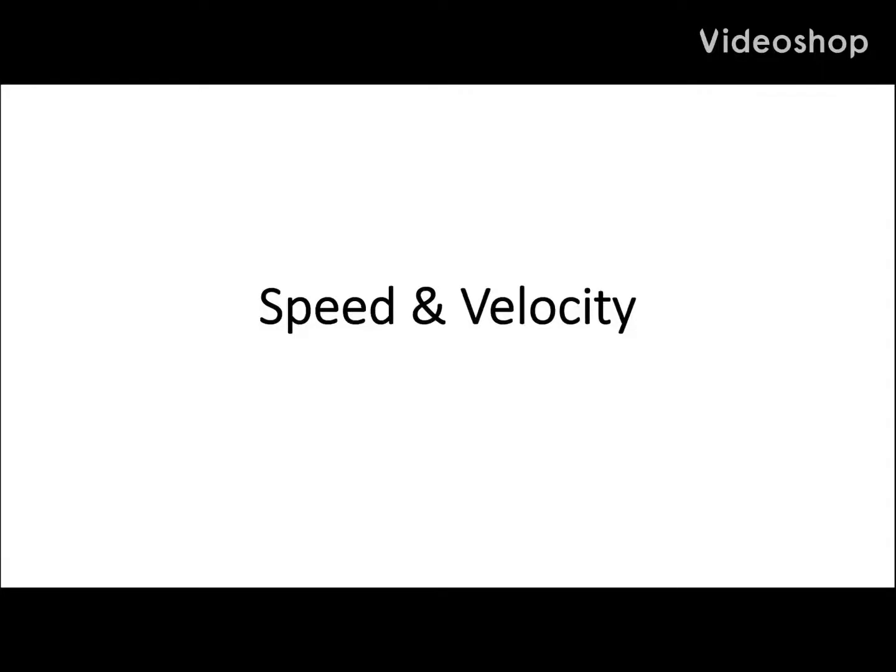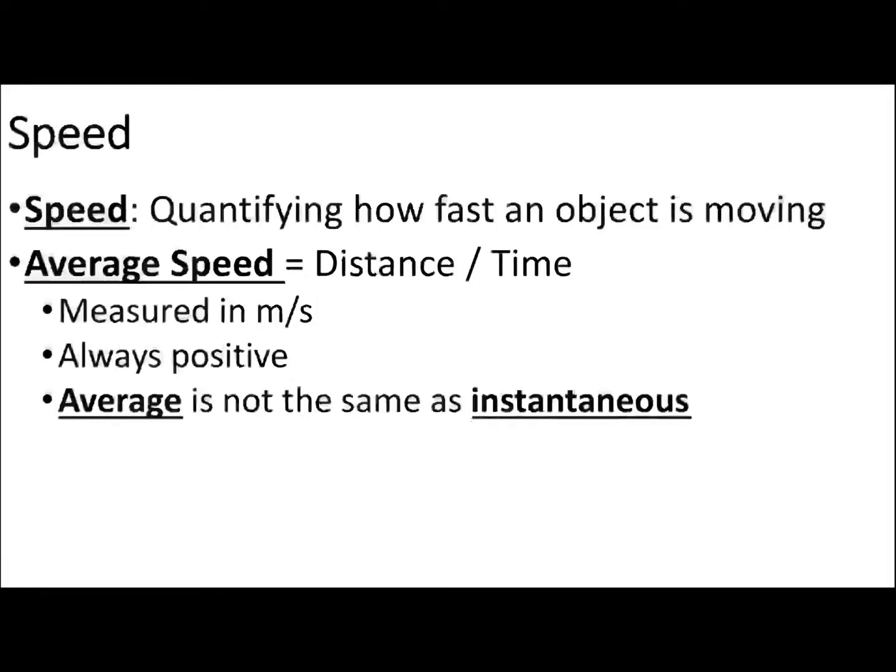We're going to be talking about speed and velocity and the difference between the two. So let's just dive right in. Speed is how we measure how fast something's moving. It is a change in distance over time. You can think about the rate of change of distance with respect to time.